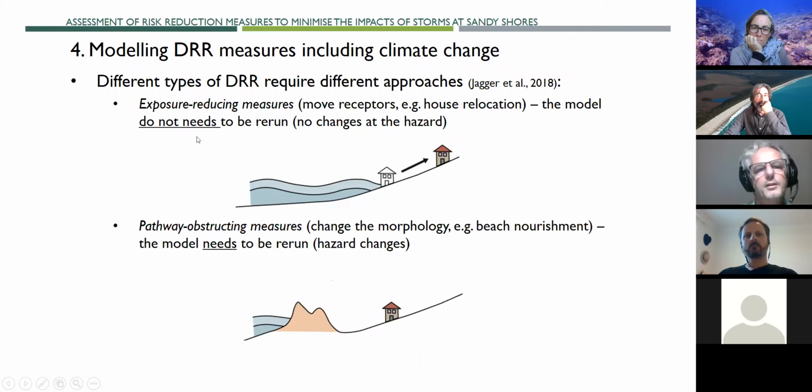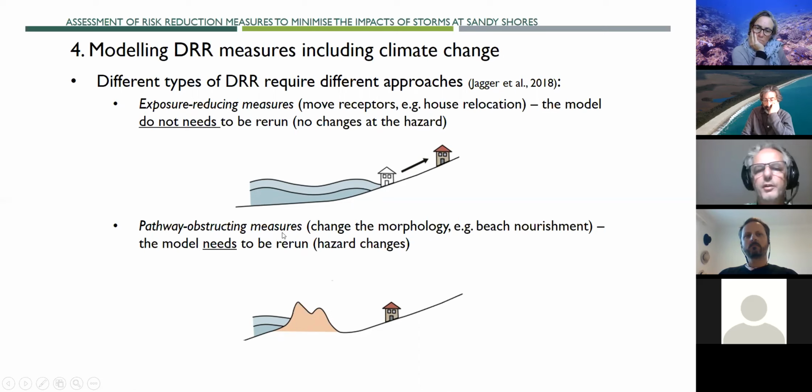Jager and co-authors split them into exposure reducing measures. These ones move the receptors, like house relocation, which is placed here, for instance. For those cases, the model, if it doesn't shift the morphology, doesn't need to be rerun. So we run the model for the current conditions, for instance, and then to test the disaster risk reduction measure, the hazard will be the same, the consequence will be different because we shift the receptor, we didn't shift the hazard. The other one is the pathway obstructing measure.